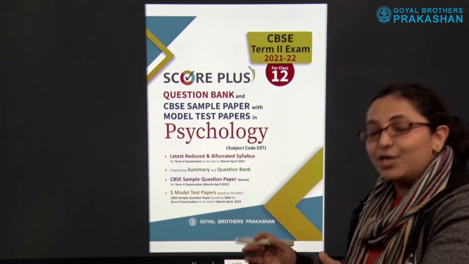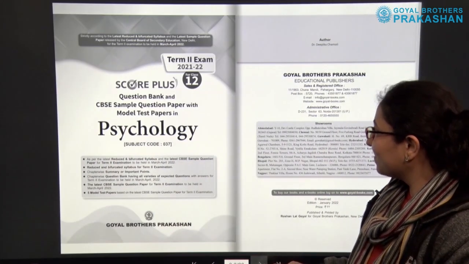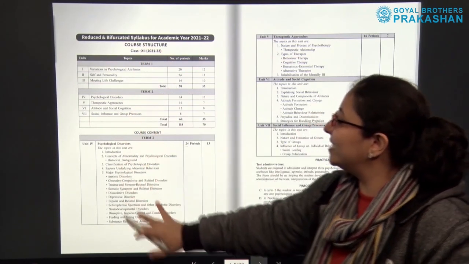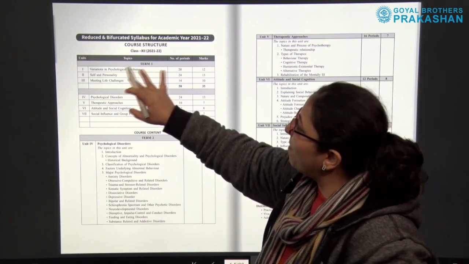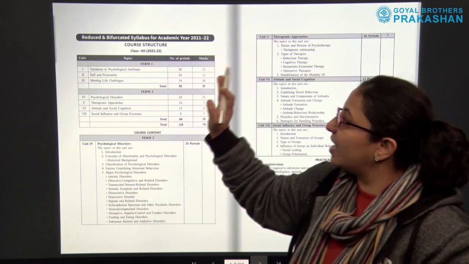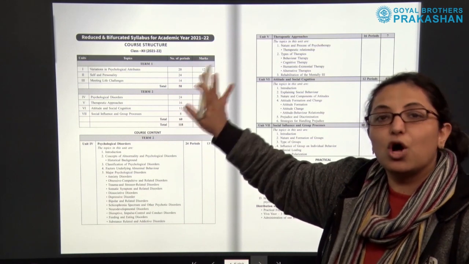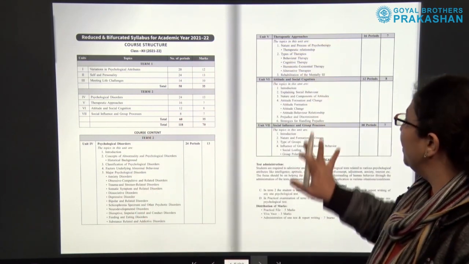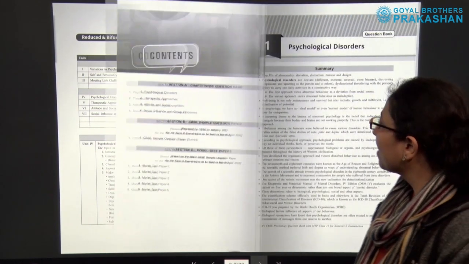Now, let me tell you how the book has been designed. To start with, we have the syllabus in the starting of the book. You can see the topic-wise syllabus is given, plus the marks assigned to each term and each unit are mentioned on the right-hand side. After that, the syllabus is given here. You can see the practical for the term 2 syllabus is given.